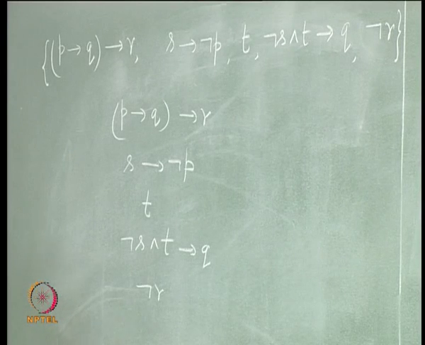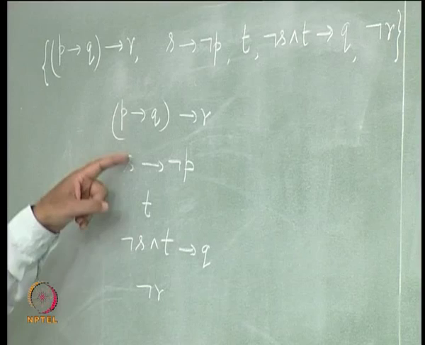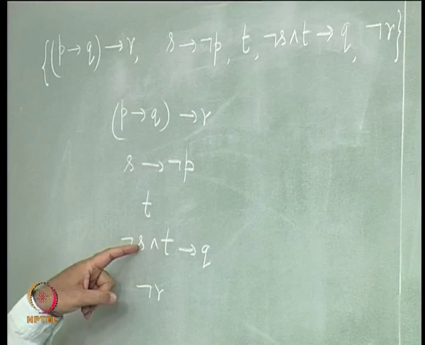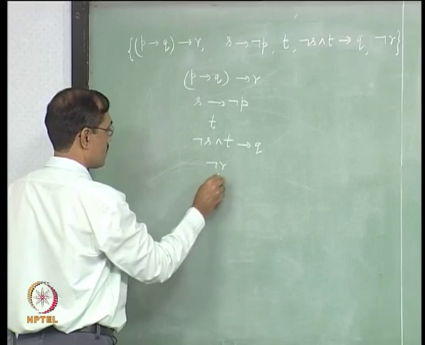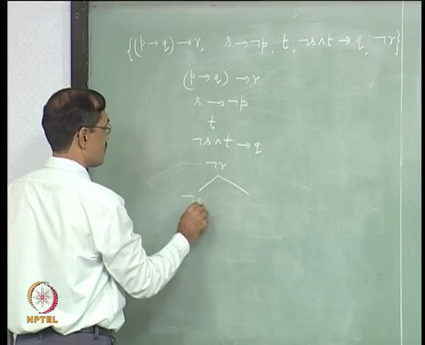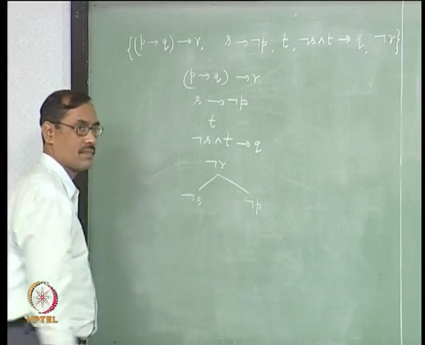Now I see not R, not T, they are already literals, and there are 3 others which are compound propositions on which tableau rules can be applied, and all of them are branching. Any one of them I can choose and proceed. So, let me choose this one, it is smaller. This gives 2 branches, one is not S, another is not B.